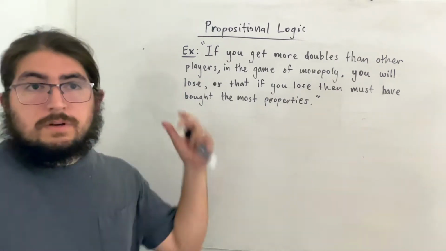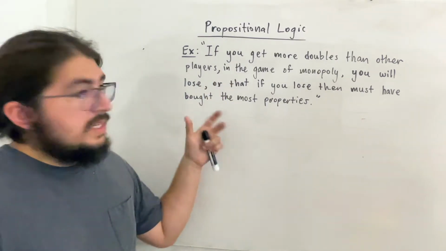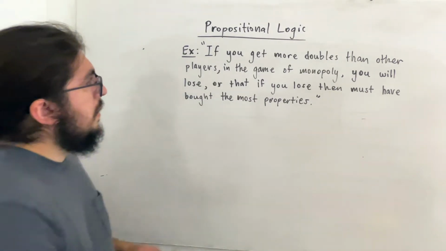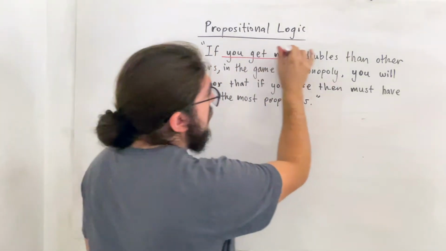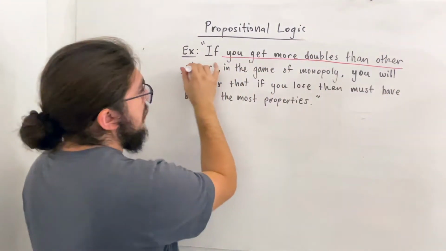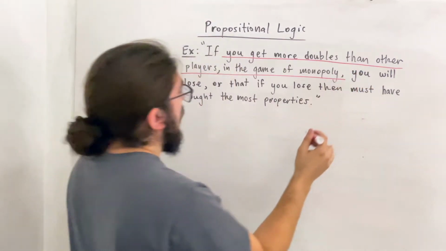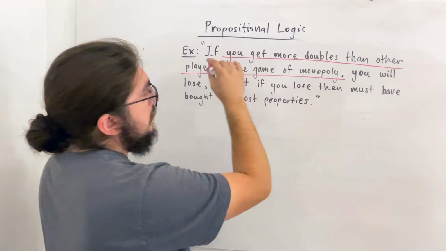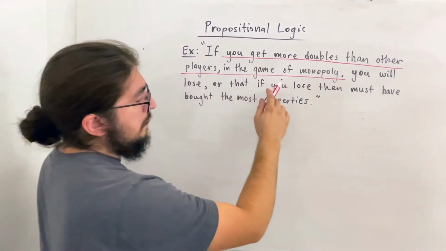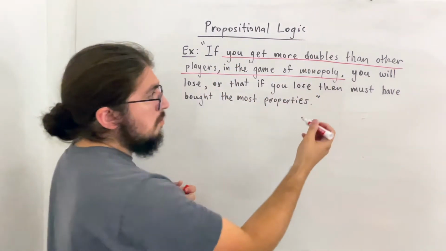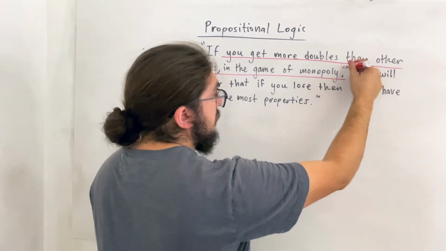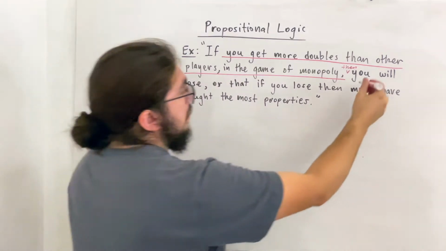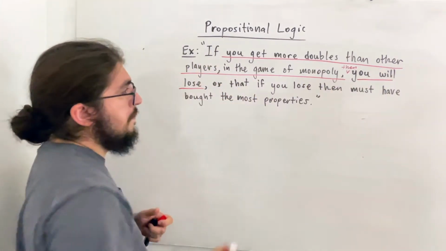And then we'll try to call each of those different statements P, Q, maybe R and S if we need to. Let's actually see. I don't see a then, but it's kind of implied here. So if you get more doubles than other players in the game of Monopoly, then you will lose. So there's an implied then here, so I'll write that then. Then you will lose. Okay.